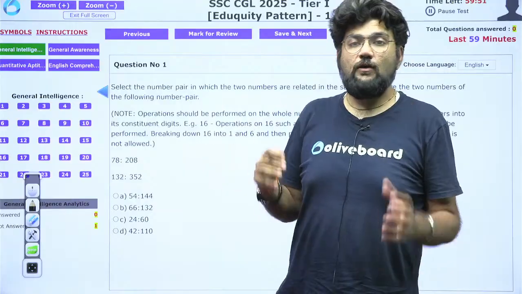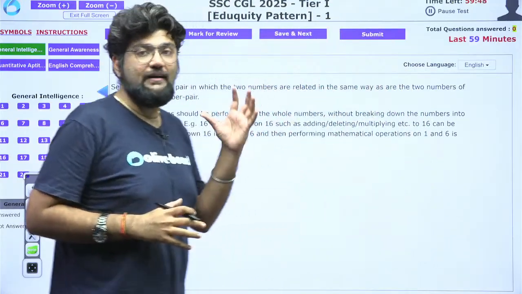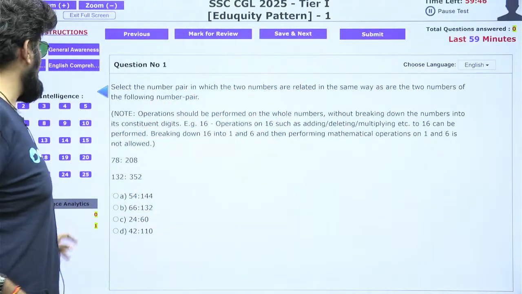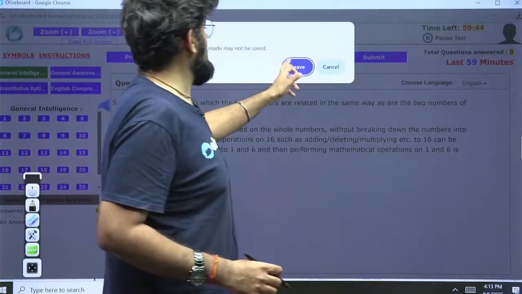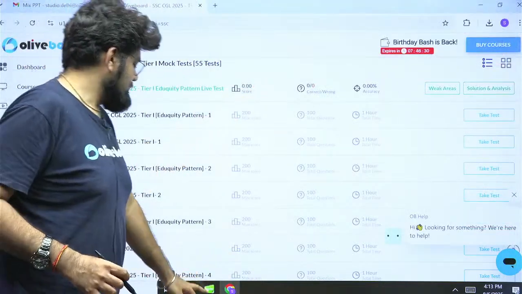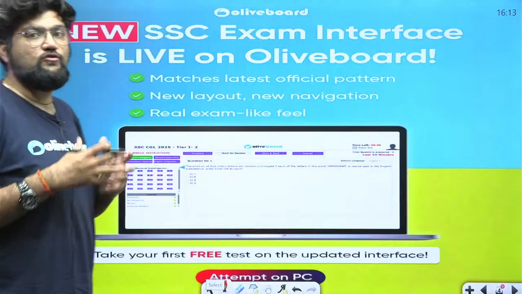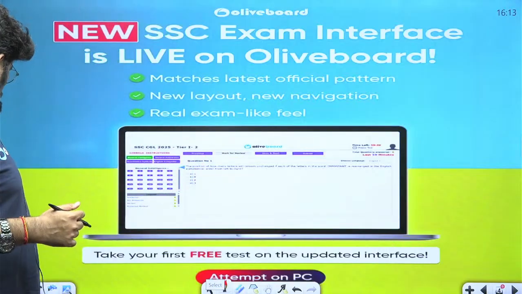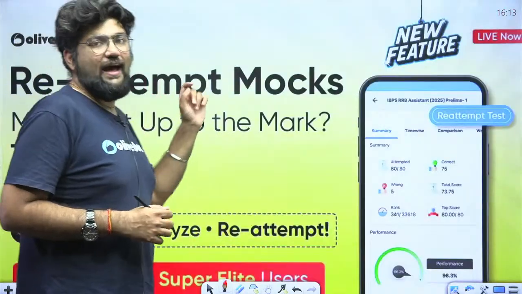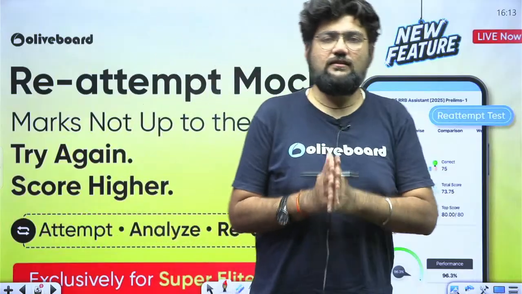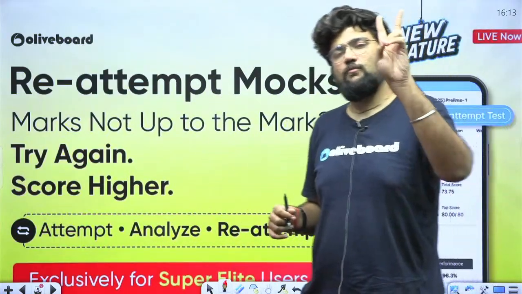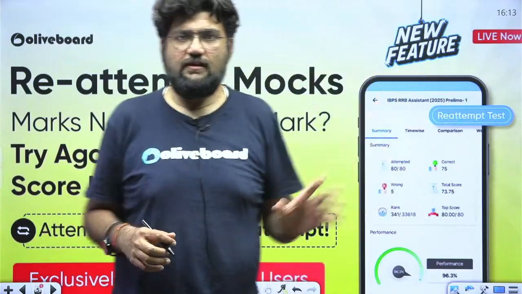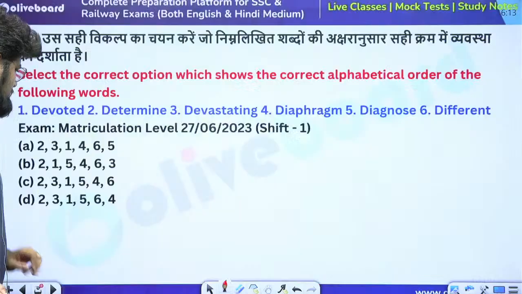Go through this complete interface because your muscle memory needs to be perfectly on track before you sit for your final examination. So practice as many questions as you can from this. Some of you might have already exhausted all your mocks, so what do you do? For you also, Oliveboard has enabled the reattempt feature. This is exclusively available for your SSC Super Elite subscribers, and up to 2 times you can reattempt the same mock. Now we'll start right away without wasting any of your time.